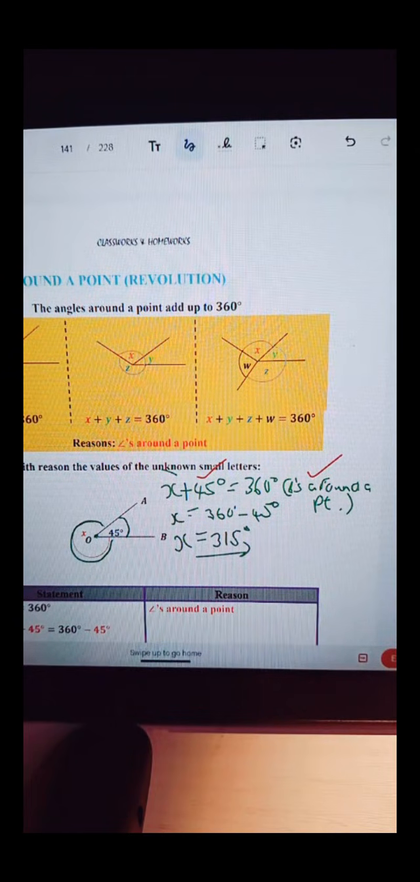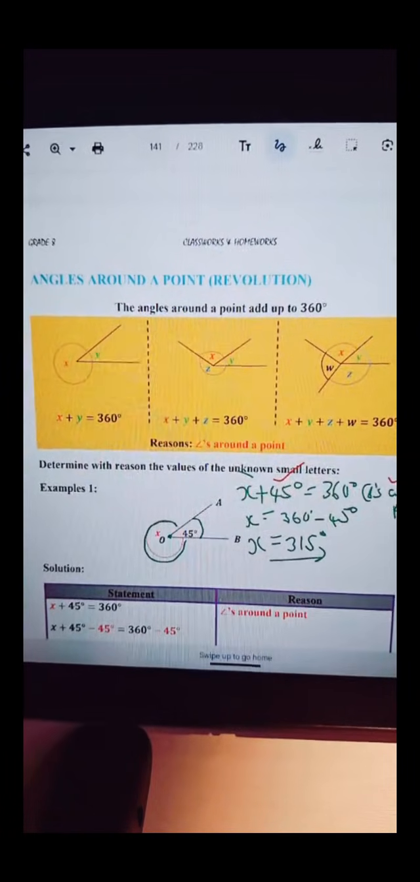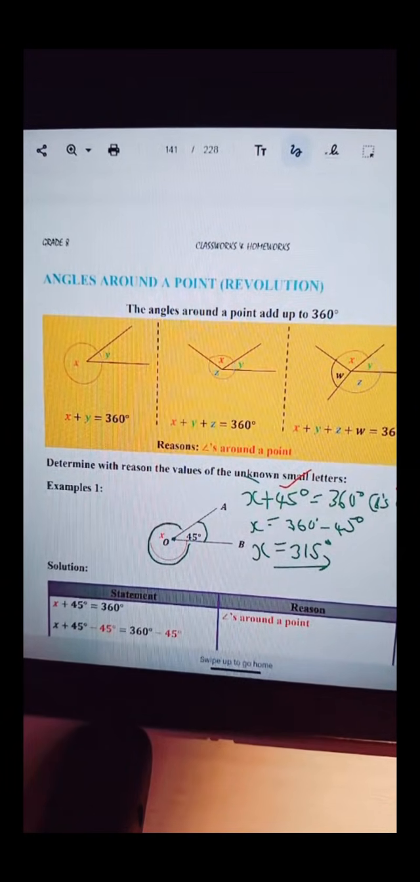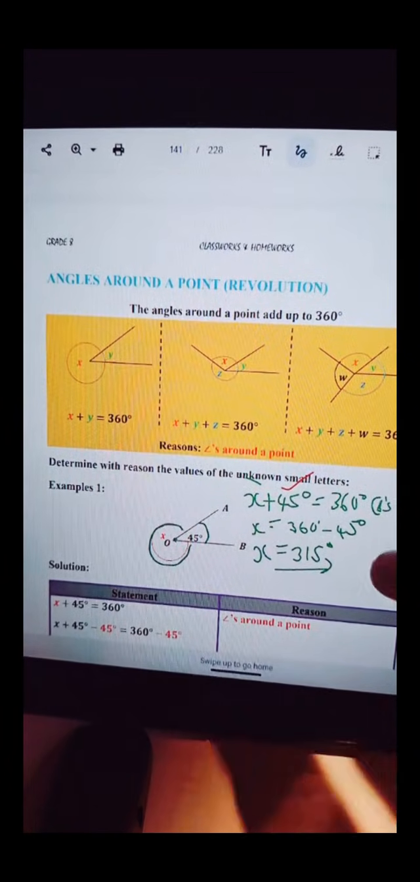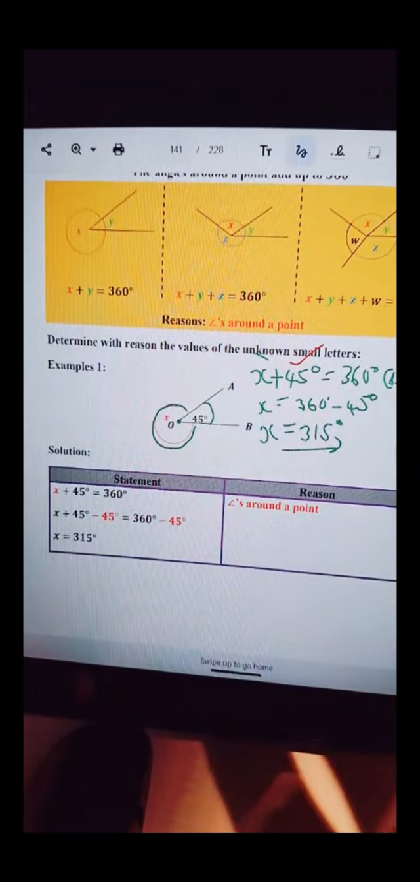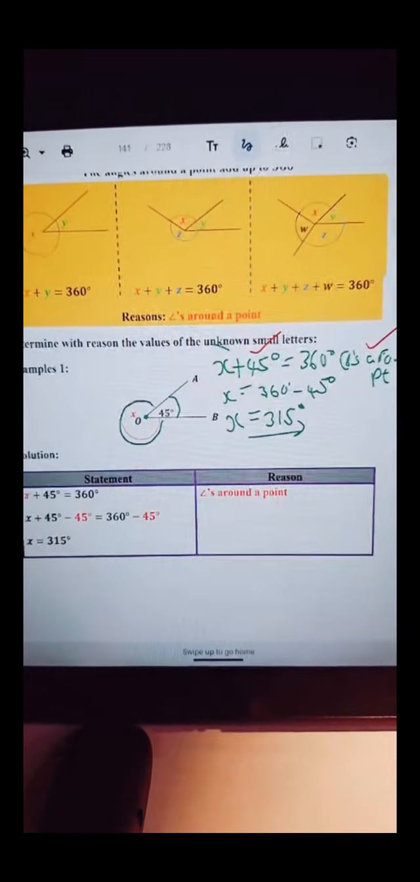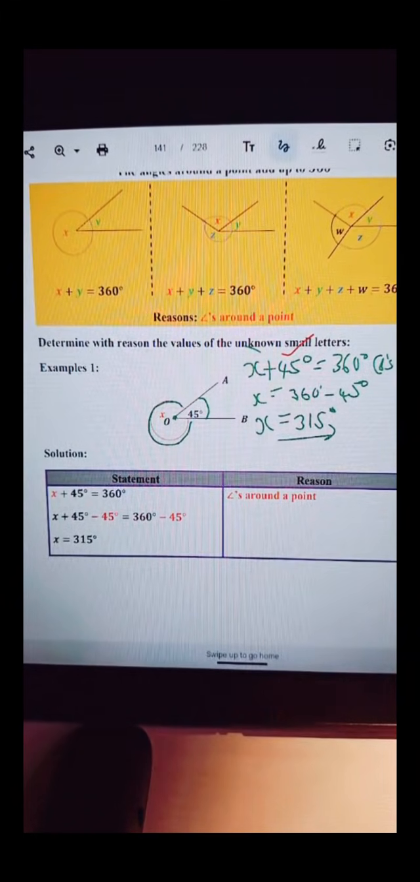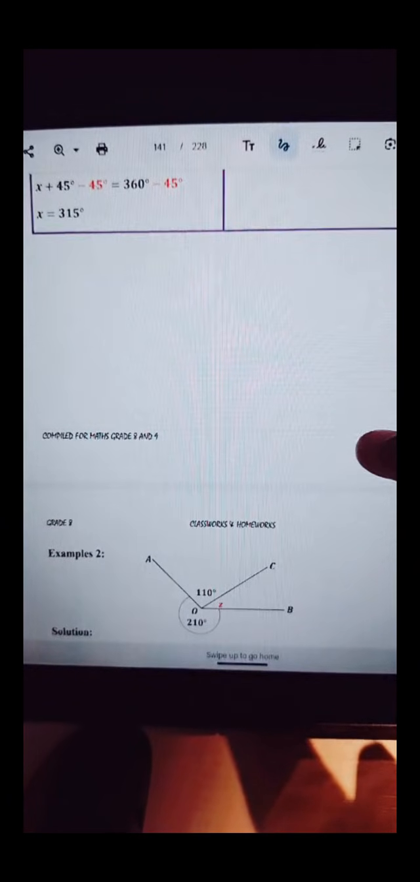Oh, I understand now. All right. I can almost see your face. Hopefully everybody is like, oh, we all understand now. I hope you do. Okay, there we have it, guys. You see, 315 degrees.